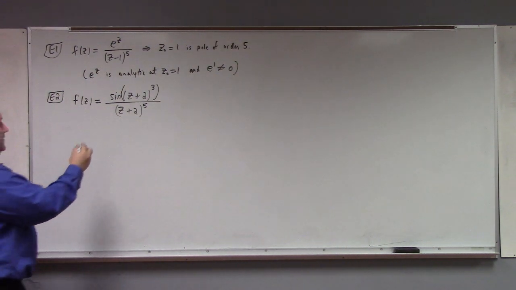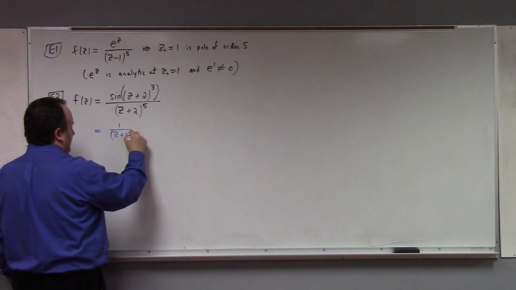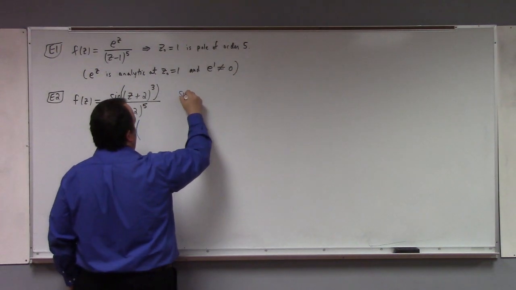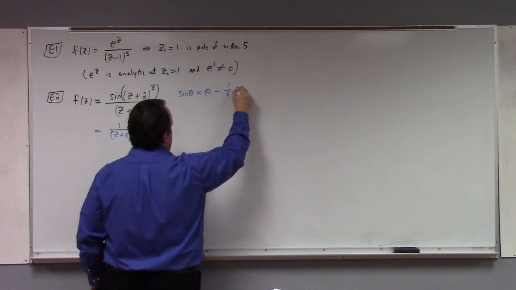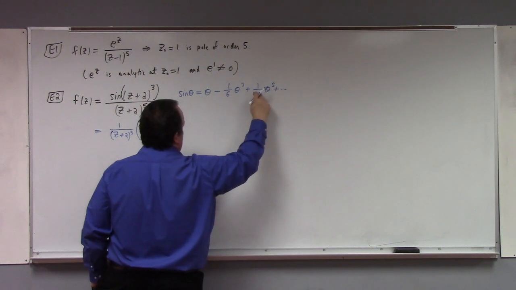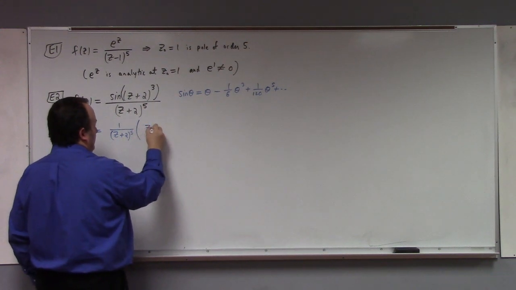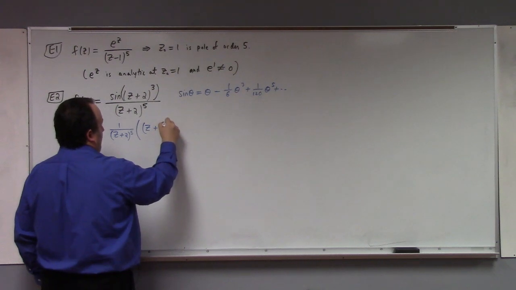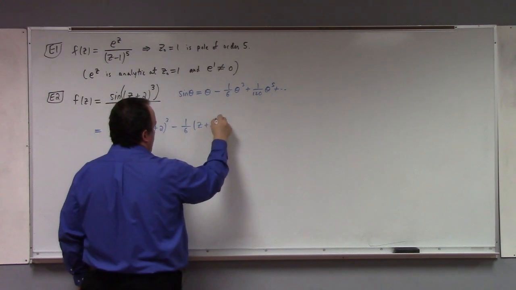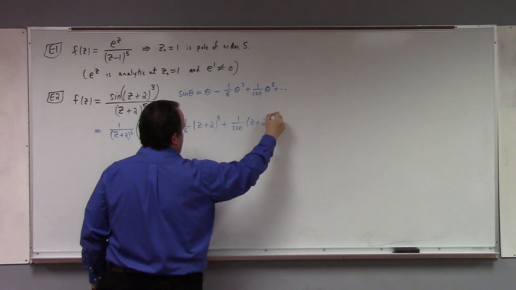Here's how we do that. So this is 1 over z plus 2 to the 5th power times the power series for sine. Now remember, sine of theta is what? It is theta minus 1/6 theta cubed plus 1 over 120 theta to the 5th, and so forth, yeah? It's the Maclaurin expansion for sine. So we can make a substitution here, and what we get is z plus 2 to the 3rd power minus 1/6 z plus 2 to the 9th power plus 1 over 120 z plus 2 to the 15th power, and so forth, all right?